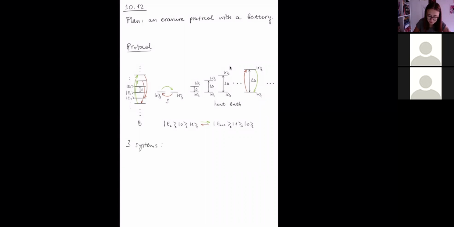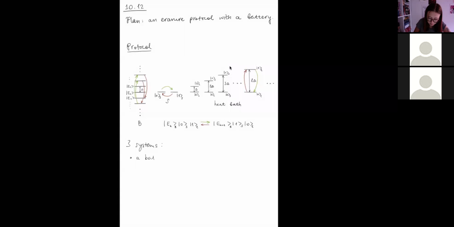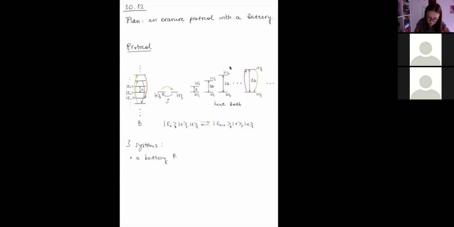The first system is something that we call a battery. We label it as B, and the corresponding Hilbert space we label as HB. Physically, it is just a system which consists of an infinite number of equidistant energy levels. So it's this system B here.